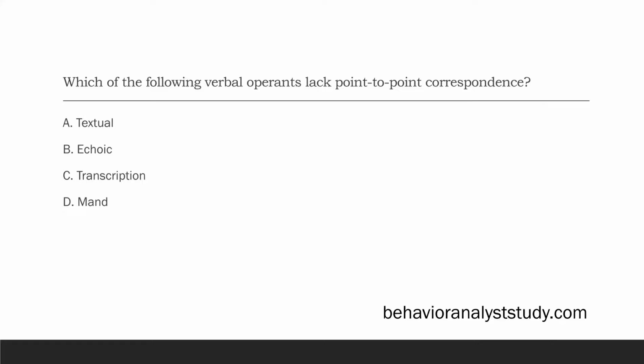A mand doesn't have point-to-point. And why is that? Well, because a mand is evoked by a motivating operation, not a verbal SD. So there's no verbal SD to have point-to-point correspondence with. When I mand, I'm just making a request based on motivation. I'm not making a request based on any verbal SD. I can't have point-to-point correspondence. So which of the following verbal operants lack point-to-point? A mand, because it's just irrelevant for a mand. A mand is evoked by an MO.